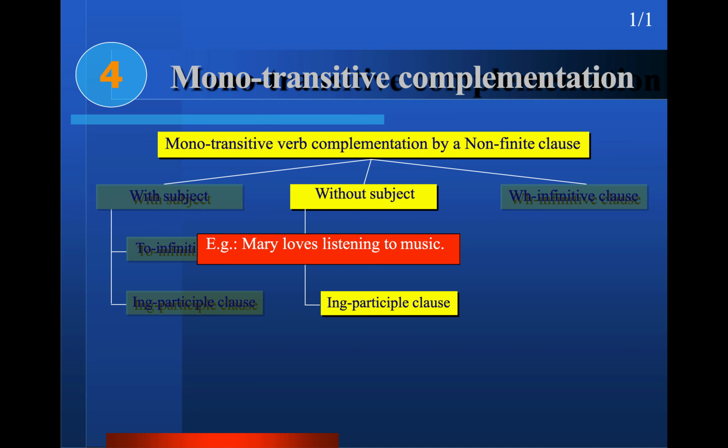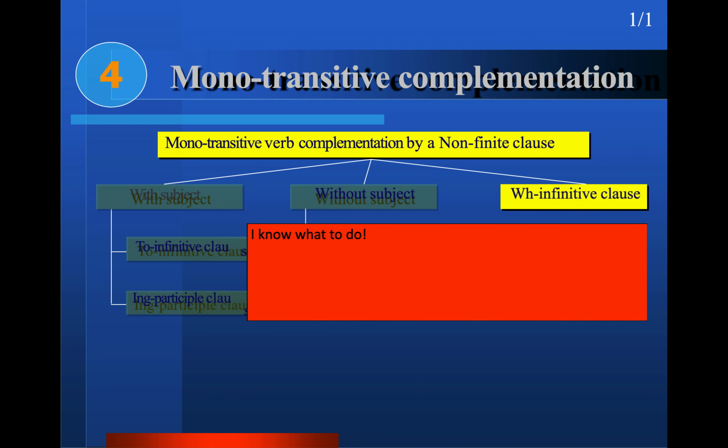And then we have the ing participle clause, which is a kind of clause that is non-finite but starts with ing. For example, Mary loves listening to music. Loves is a verb. Listening to music is an ing participle clause without the subject. And then we have another kind, the WH infinitive clause, which is a non-finite clause. For example, I know what to do. This sentence has know, which is followed by a noun clause. This noun clause has a WH word followed by a non-finite clause, to do. So what to do is a non-finite WH infinitive clause.